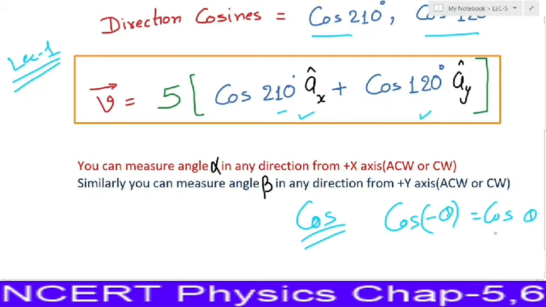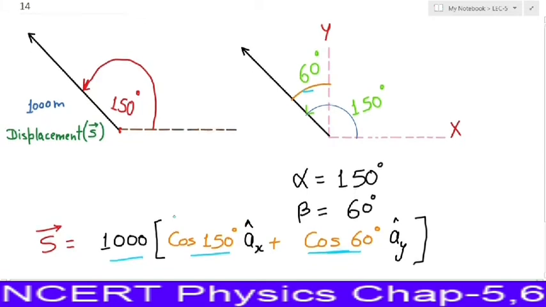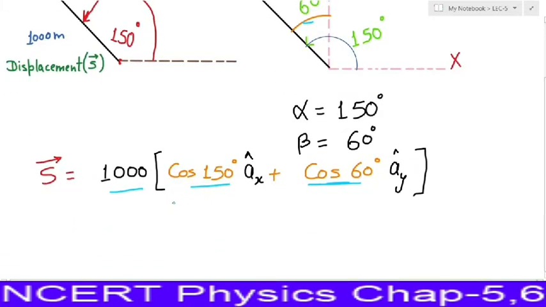Again, if we take the third example, that is the example of displacement, then in this the angle made with positive x-axis is 150 degrees and the angle made with positive y-axis is 60 degrees. So direction cosine would be cos of 150 degrees, cos of 60 degrees, and the vector s cap would be equal to 1000 into cos of 150 ax cap plus cos of 60 ay cap. Cos of 150 and cos of 60 values you can find. And if you don't know how to find these values, then please watch lecture number 1 video. So in this way, you can write any vector.